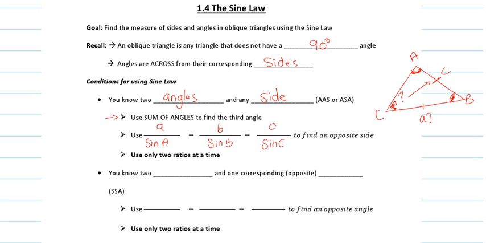Okay? So in this case, if I'm looking for side A, I know angle C and its side, side C. I know angle A, I'm looking for side A, then I will use A over sine A and C over sine C. Because I know the C's, and I know angle A, I'm looking for side A. Do you guys understand that part?